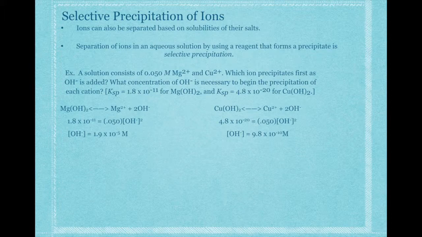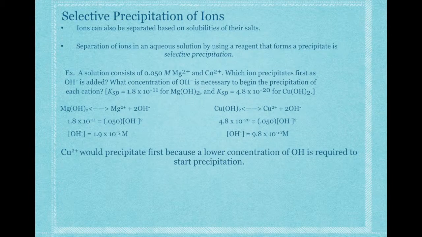So copper hydroxide, you need less hydroxide in order to start precipitating out copper hydroxide. So because you need less hydroxide, that means that the copper hydroxide is going to precipitate out before magnesium hydroxide.